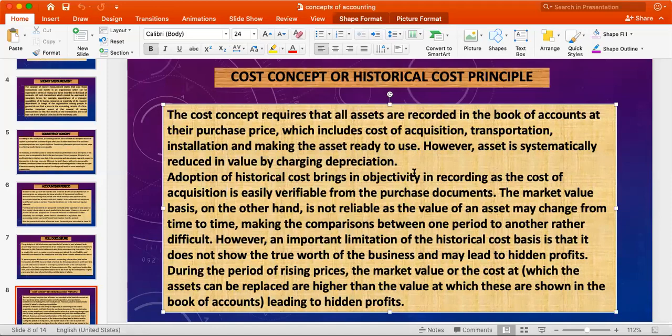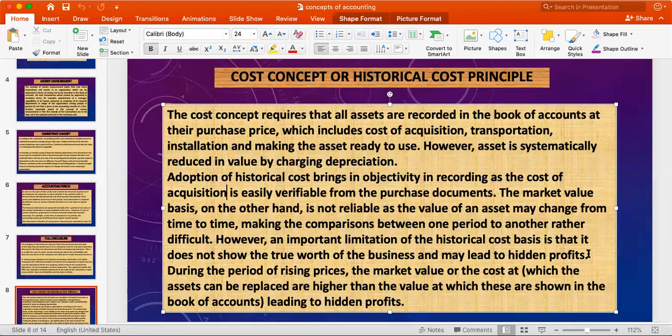Because we keep ourselves evident with that particular document which we have during this transaction, whenever we have bought the particular thing. The market value basis, on the other hand, is not reliable as the value of assets may change from time to time. The price may increase or decrease, making comparison from one period to another difficult. However, an important limitation of historical cost basis is that it does not show the true worth of the business and may lead to hidden profits.